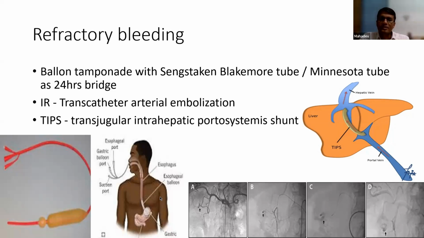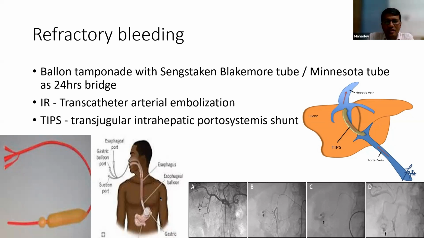And what we do is intermittently deflate after 6 hours and then reinflate, see whether the patient is actively bleeding, and whether we can go in and see and control the bleeding. So all these things have to be thought of. We have to involve the interventional radiologist. We can ask for a transcatheter arterial embolization of the bleeding vessel. So if we can identify a bleeding vessel, that branch can be embolized.